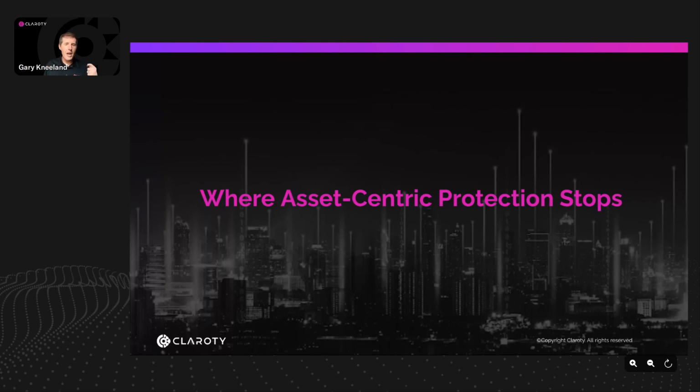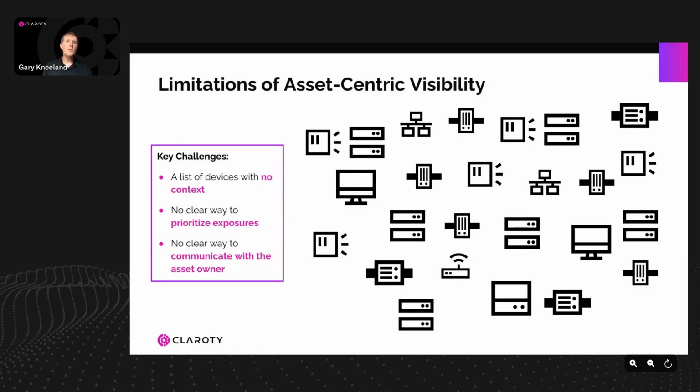We've seen a lot of challenges with this approach, right? With just this approach of getting a list of assets, getting a list of IPs and MAC addresses to show what devices are. So what are some of those challenges? What has Clarity been seeing from our customers? Some of the challenges that we see where we're just focused on this asset-centric visibility is that you have a list of devices with no context.